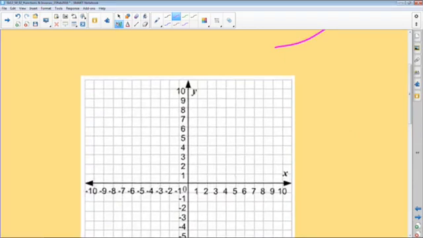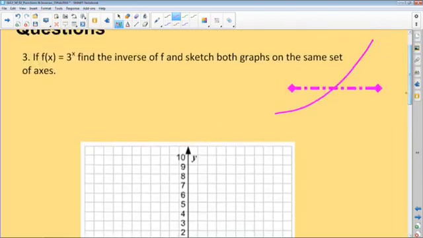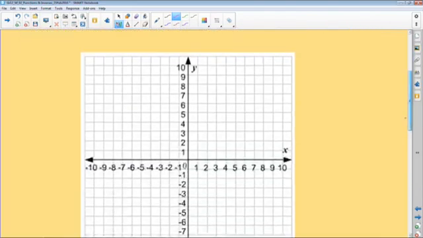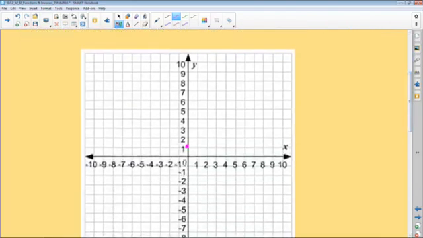The important point on an exponential graph, which we always mark down, is your y-intercept. So when x is equal to 0, your y-intercept is 1. How did I get that? Well, y is equal to 3 to the power of 0. So y is equal to 1 when x is 0.